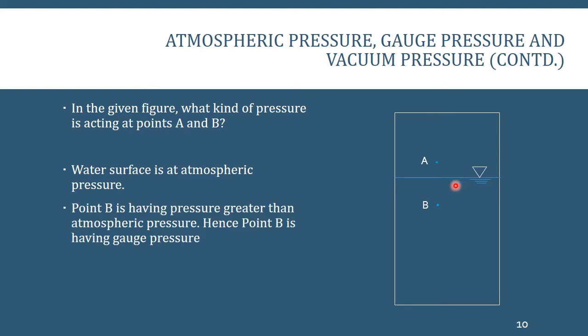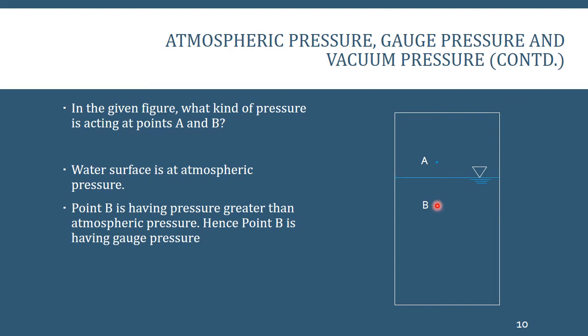So point B, as you can see, is below the free surface, and so pressure is going to increase below the free surface. Right? Pressure increases as we move down in a fluid. So PB is going to be having more pressure than the pressure on the free surface.